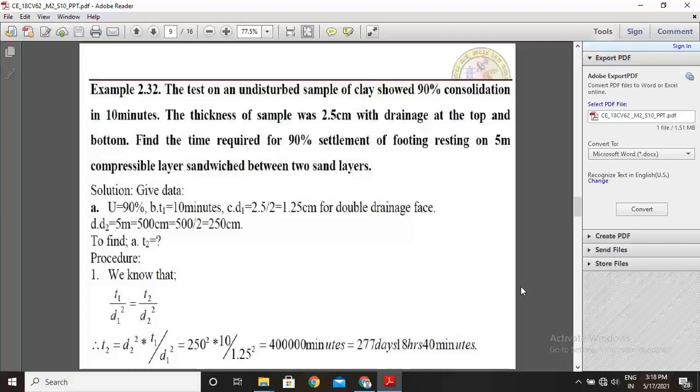So now the time is in minutes: 4 lakh minutes, or in days 277 days, or in hours 18 hours, in minutes 18 hours 14 minutes. Okay, so 277 days 18 hours 14 minutes is the answer.